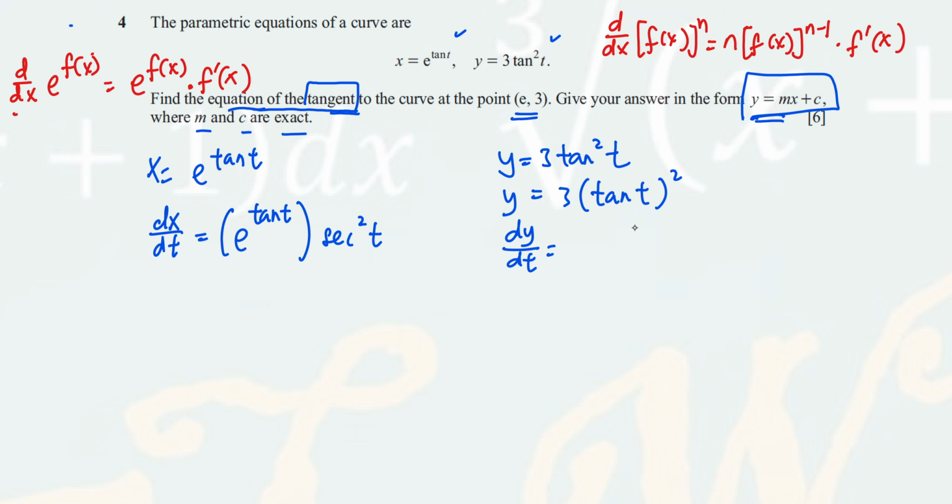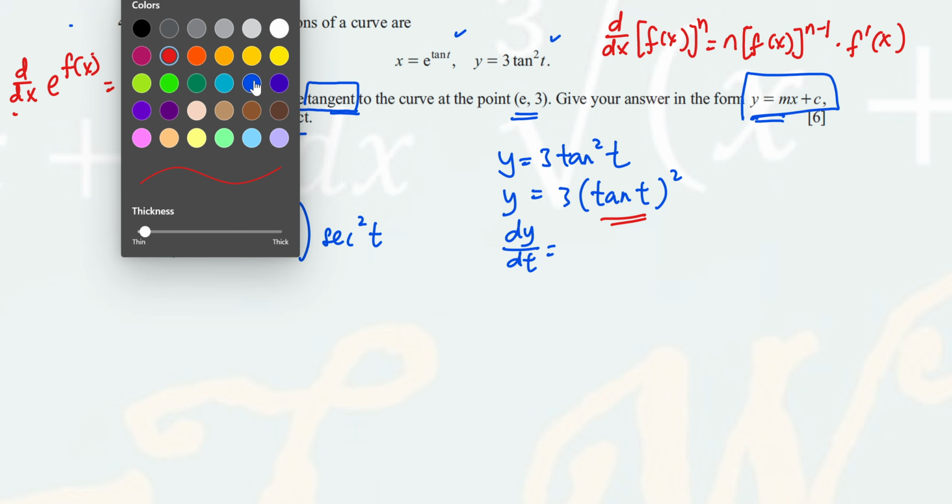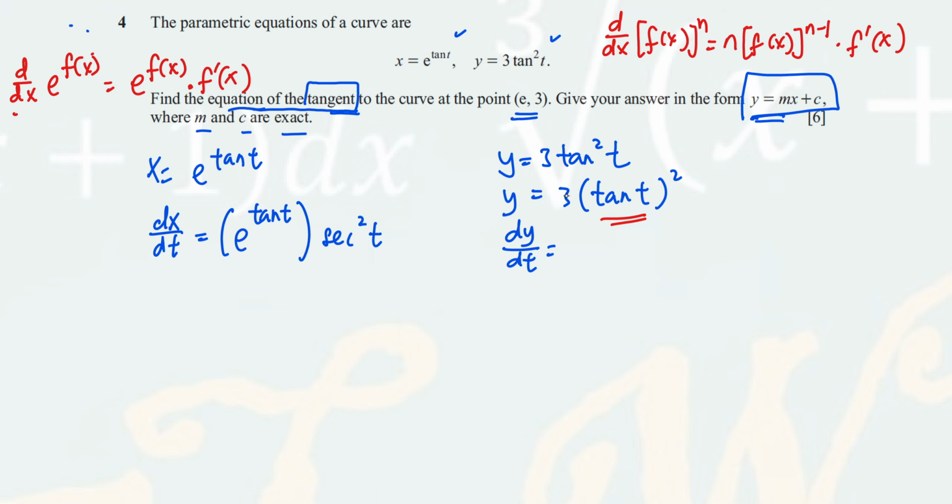Which means now here, your f(x) is tangent t, or I would say f(t) is tangent t. So what I need to do is bring down the power. Combined with the 3, it becomes 6. Then rewrite the function with the power n minus 1, followed by the differentiation of tangent t, so that it will be secant squared t. So this is how we differentiate the y.